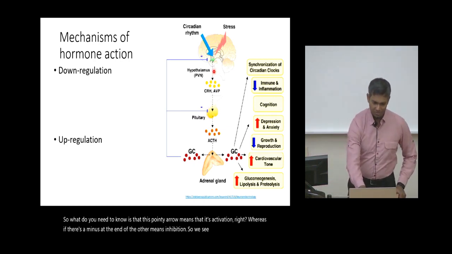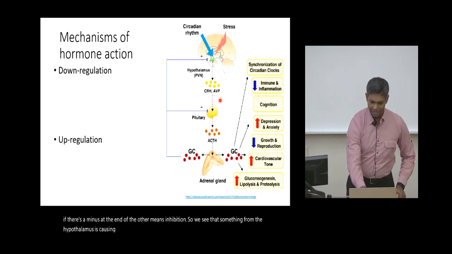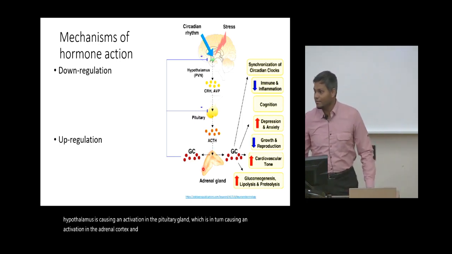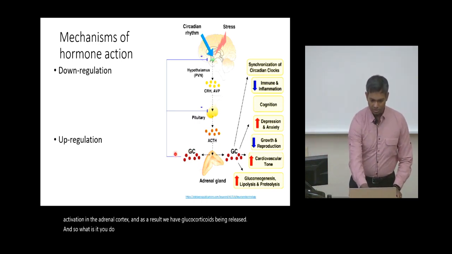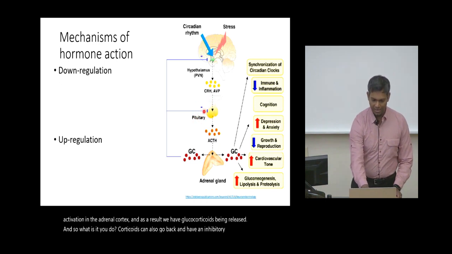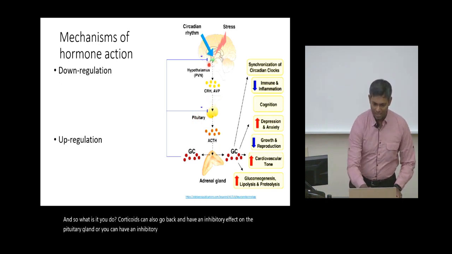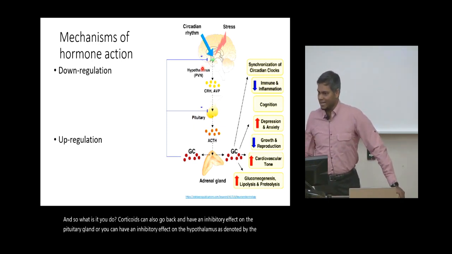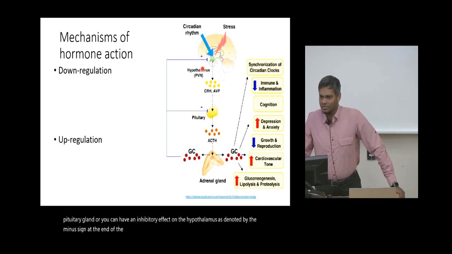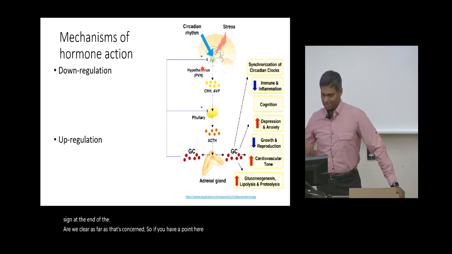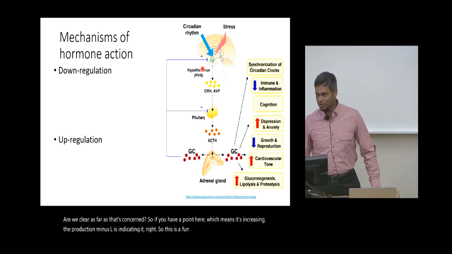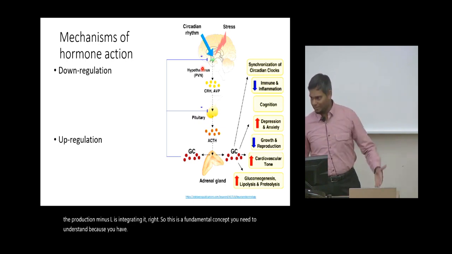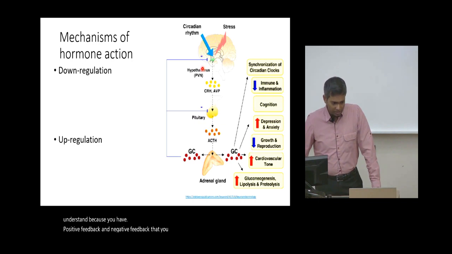So we see that something from the hypothalamus is causing an activation in the pituitary gland, which is in turn causing an activation in the adrenal cortex, and as a result we have glucocorticoids being released. And notice that these glucocorticoids can also go back and have an inhibitory effect on the pituitary gland, or an inhibitory effect on the hypothalamus, as denoted by the minus sign at the end of the lines. Are we clear as far as that's concerned? If you have a pointy arrow, it means it's increasing the production. Minus arrow, it's inhibiting it, right? This is a fundamental concept we need to understand, because we have positive feedback and negative feedback, which we will consider in the endocrine system.